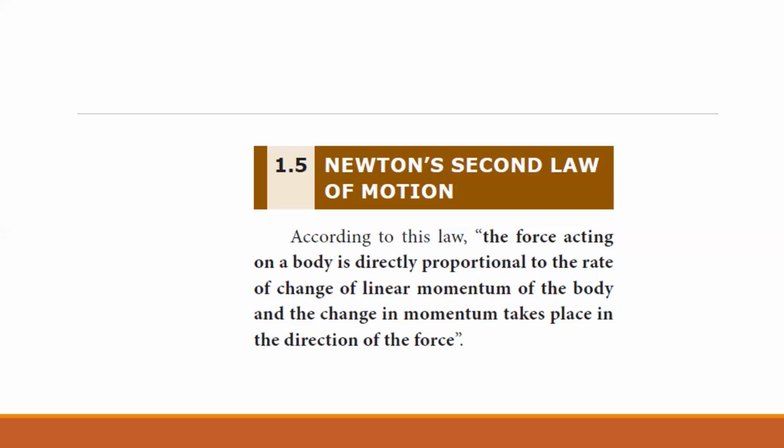Okay. The force acting on a body is directly proportional to the rate of change of linear momentum of the body, and the change in momentum takes place in the direction of force. What does the second part of that law state? The change in momentum takes place in the direction of force. Suppose a bike is coming and colliding on a surface, the direction of the momentum will be in the direction of the force only. It cannot act opposite to the direction of the force. Okay, that is what he says.